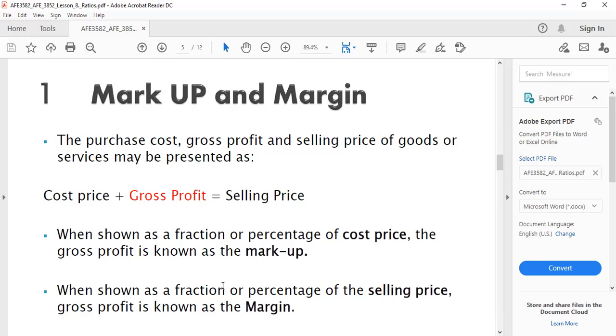This simply means that the only thing that you need to know is that when you are given markup, make sure that you use it with your cost of sales only and always. And when you are given margin, make sure that you use it with your sales only. Meaning you can never use margin with cost of sales, and you can never use markup with sales. Do you understand?